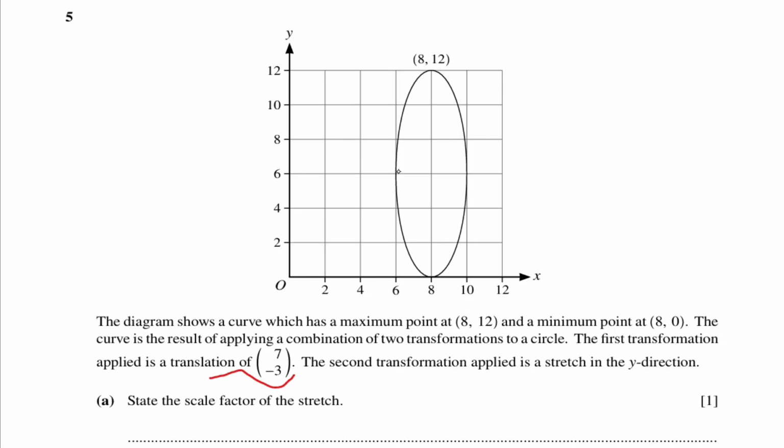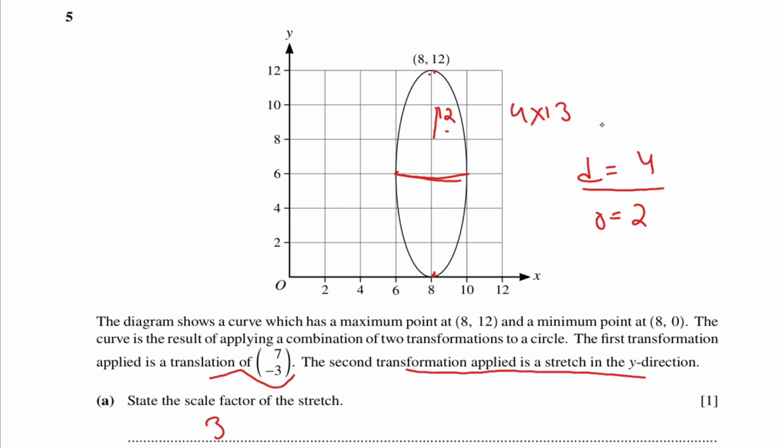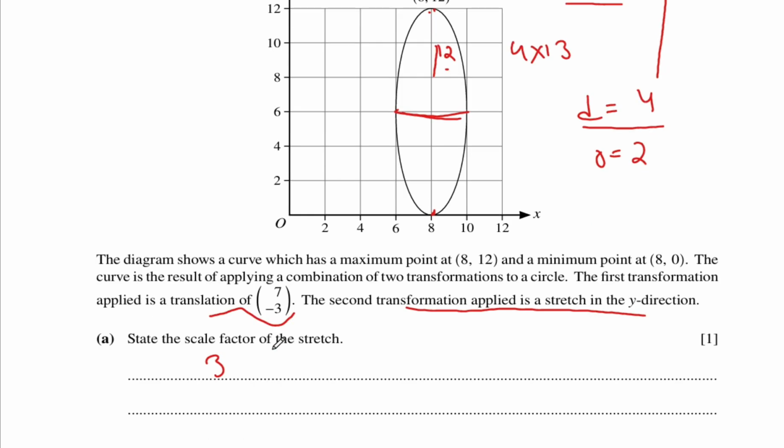If we look at this, it has moved from 6 to 10, so its diameter is 4, and from this side it has moved to 12, so this side is 12. As we are discussing, its diameter is 4, so the radius will be 2. He said the second transformation applied is a stretch in the y direction. If its diameter is 4 and it has stretched to 12 units, this stretch will be 3, as 4 multiplied by 3 gives us 12. The first diameter is 4, then it has stretched in the y direction, so its scale factor will be 3.